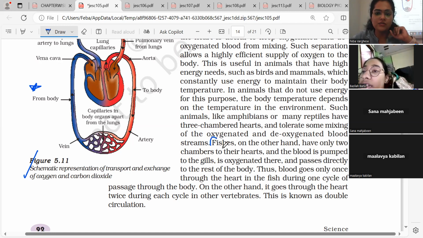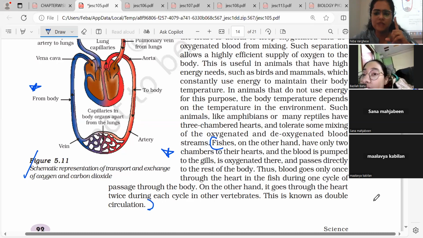Now, what about the fishes? This is also important. Fishes have only two chambers in their heart. Now, how is the pumping action happening in the fishes? The blood gets oxygenated in the gills, and this blood does not return to the heart. It is supplied to all parts of the body. It's the deoxygenated blood which returns to the heart and is taken to the gills for oxygenation. Is it clear, guys? That's single circulation in fishes.